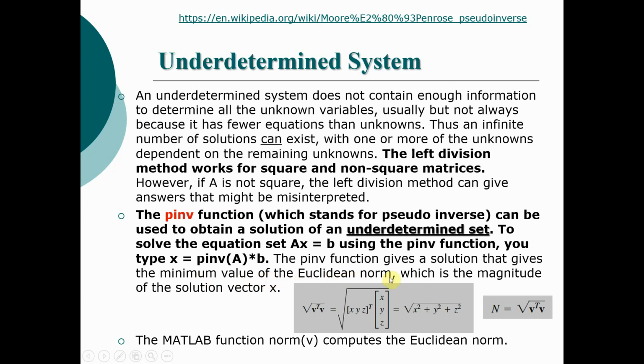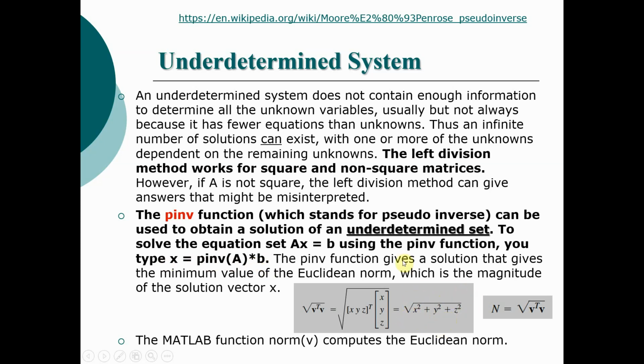What is the Euclidean norm? It's like this. The solution that you find for vector x using this method would have the minimum norm, where the norm is defined using the Euclidean method. So the solution that's provided by this is going to have the minimum Euclidean norm.